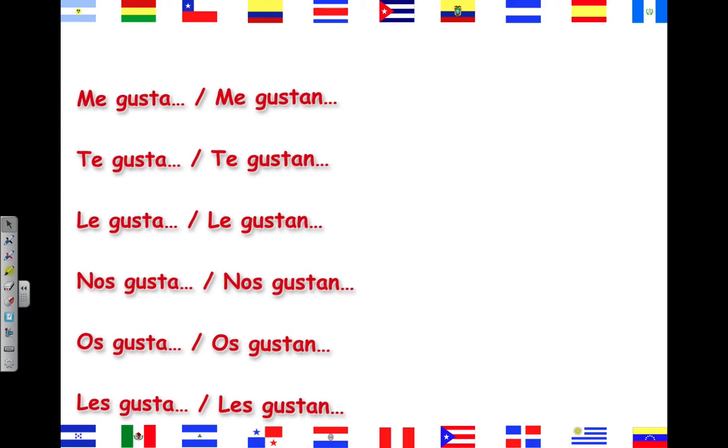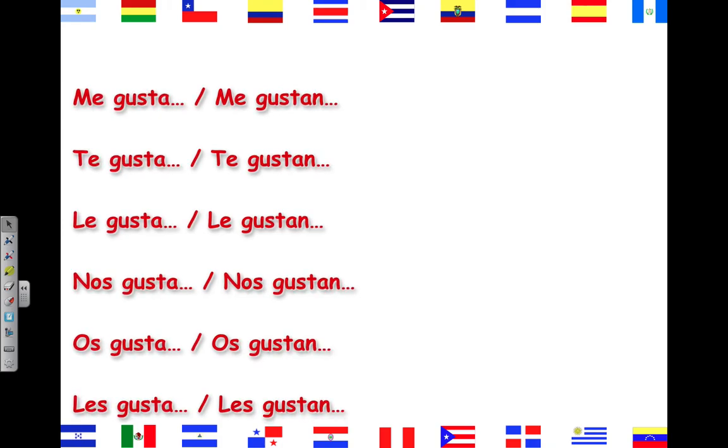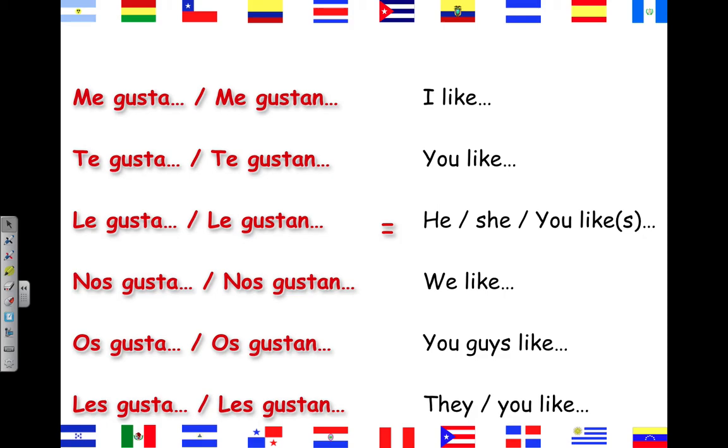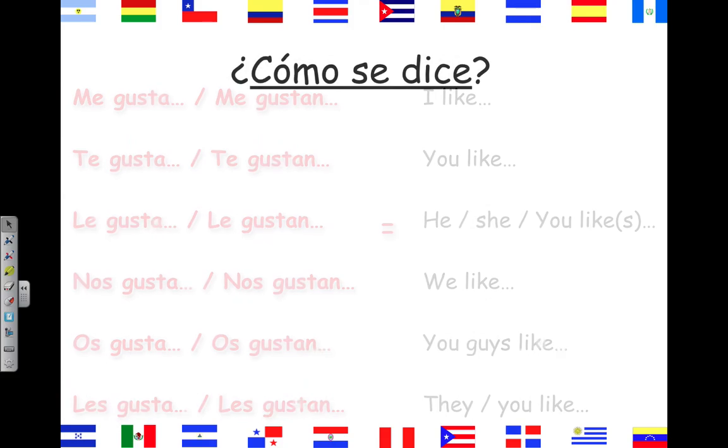Now, you see the two forms. And again, me gusta, I like; te gusta, you like; le gusta, he, she, you like; nos gusta, we like; os gusta, you guys like; and they would be les gusta, and it's also the ustedes form, so les gusta can also be you like. Remember to use your clarifiers.